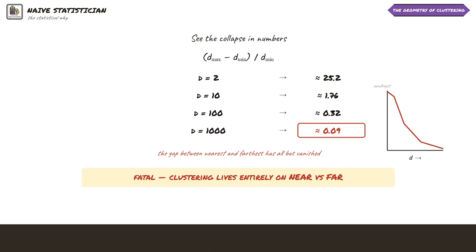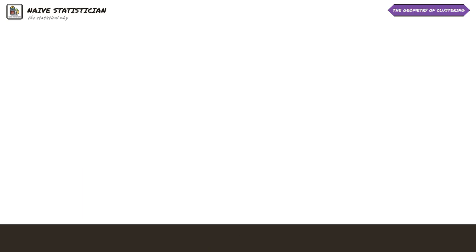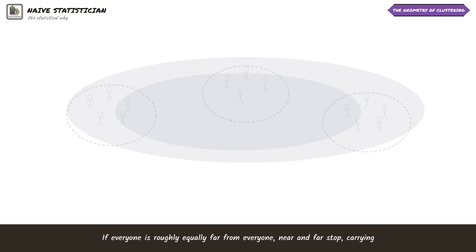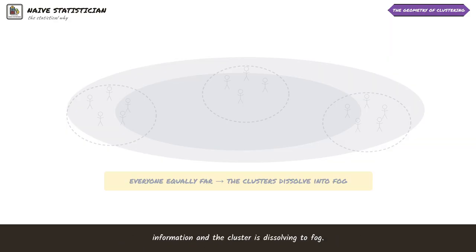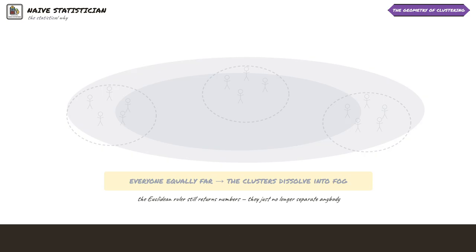My cluster is near, the others are far. If everyone is roughly equally far from everyone, near and far stop carrying information and the clusters dissolve into fog. The Euclidean ruler still returns numbers, they just no longer separate anybody.